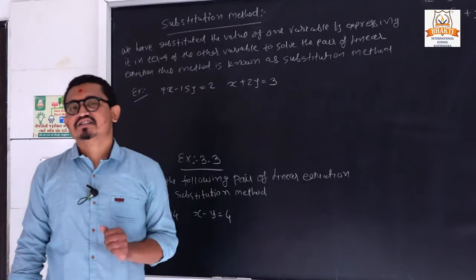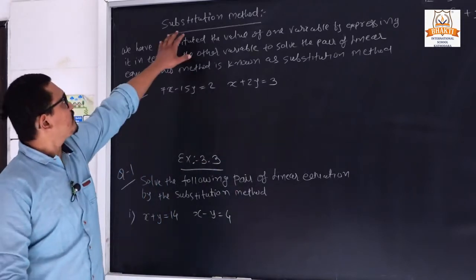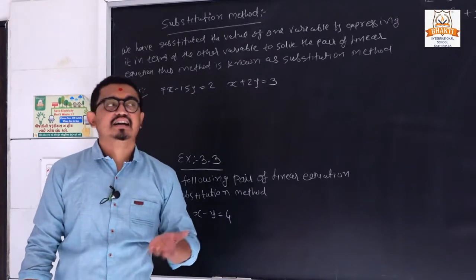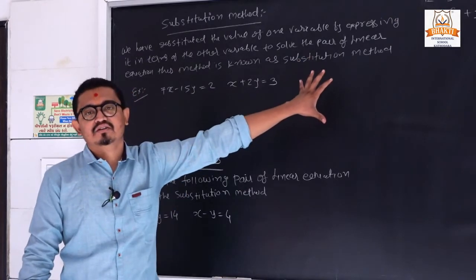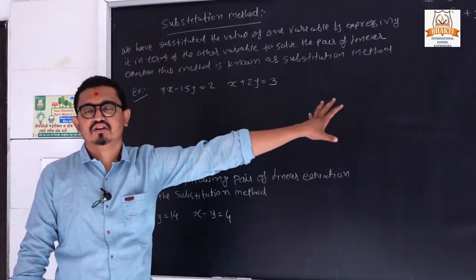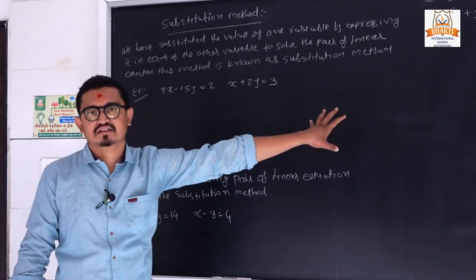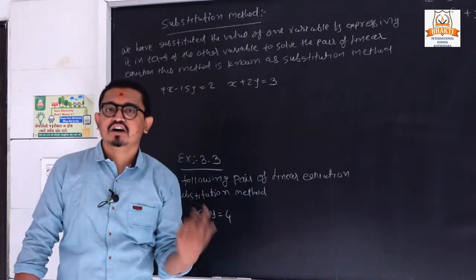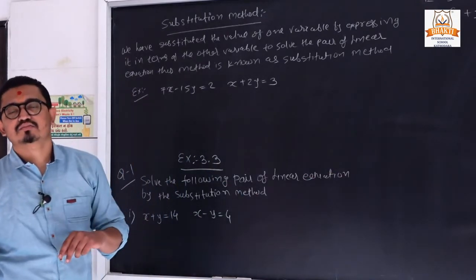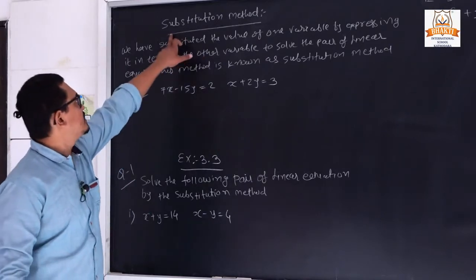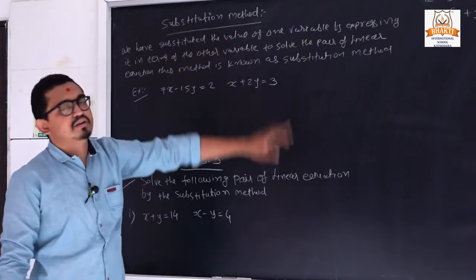So in calculation, the first method is the substitution method. In the last lecture I drew that graph. In that graph I explained that we have four methods for the solution of a pair of linear equations: first graphical, second substitution, third elimination, fourth cross multiplication. So in this lecture we are going to discuss the substitution method.